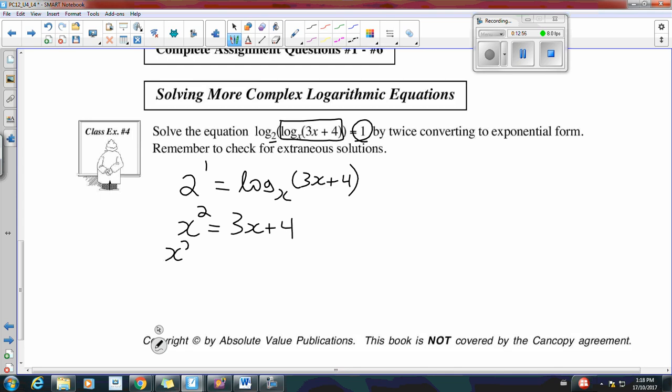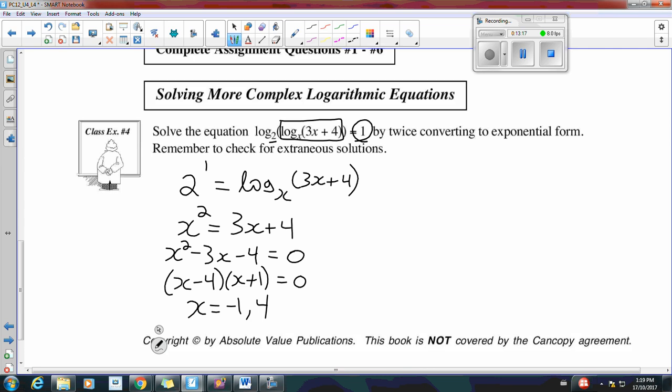Bring everything over, x squared minus 3x minus 4 equals 0. This can be factored to be x minus 4, x plus 1 equals 0. So the two solutions I get there are negative 1 and 4.